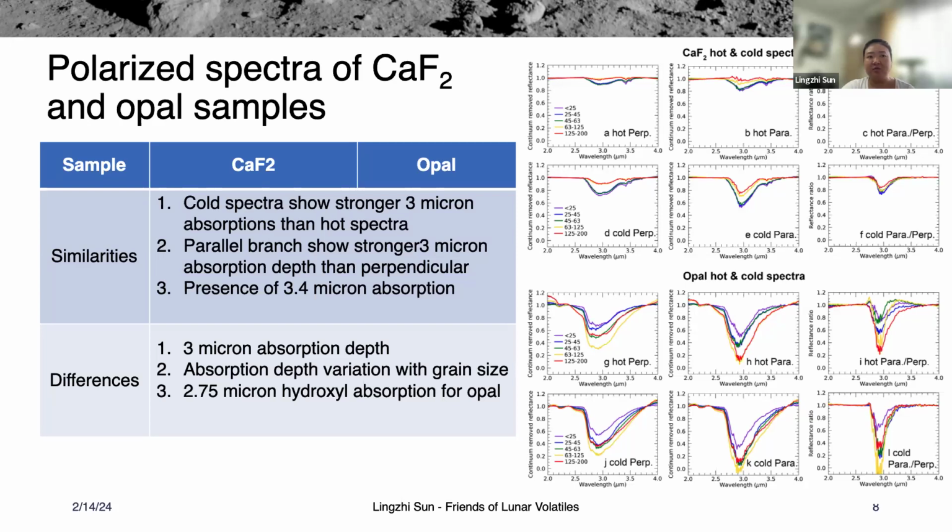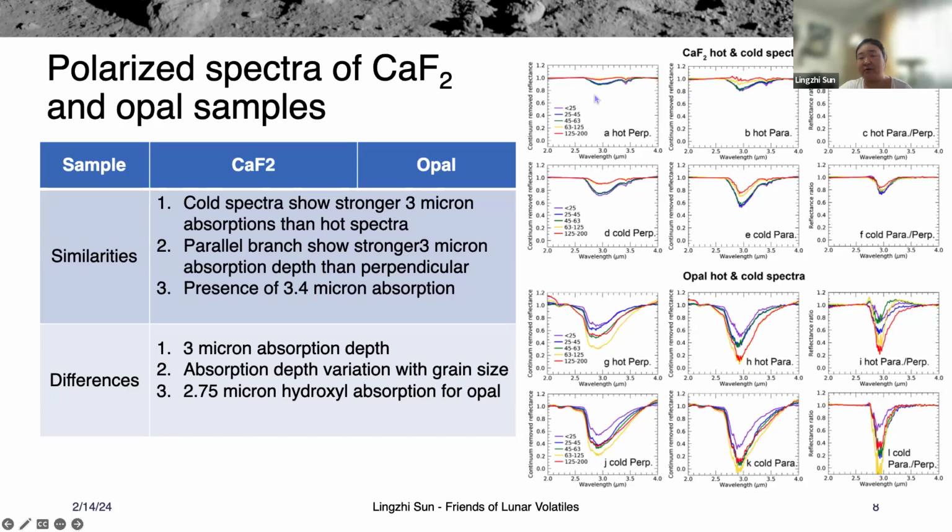And there are also some differences between these two samples. One has internal water and one does not. So the 3-micron absorption depth for calcium fluoride is much weaker than opal because it only has surface water, and opal has a lot of internal water. And the variation of the 3-micron absorption depth with grain size is very different.